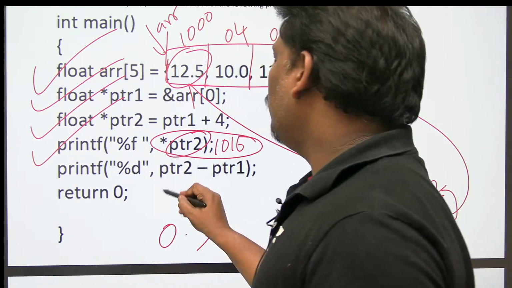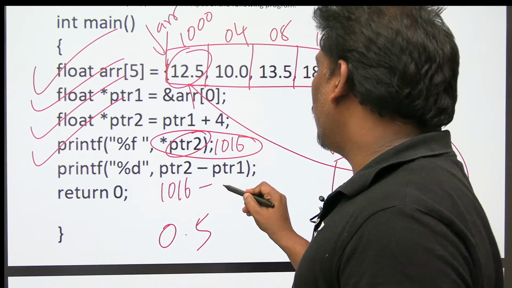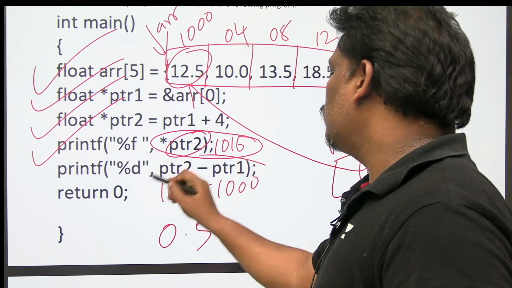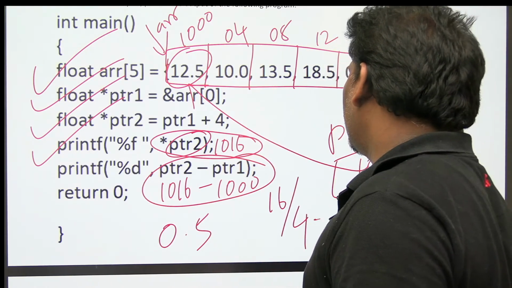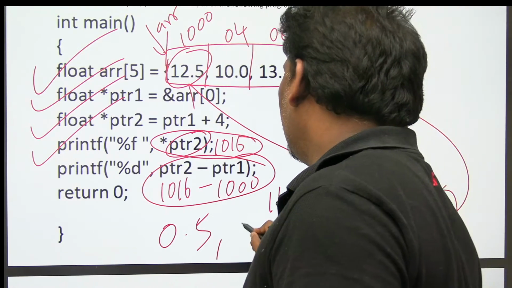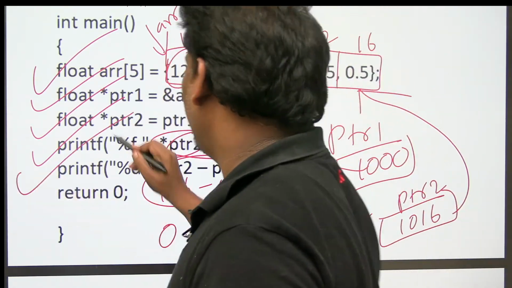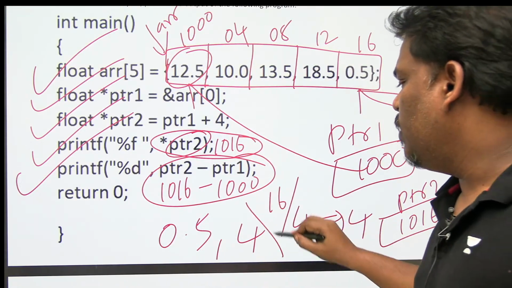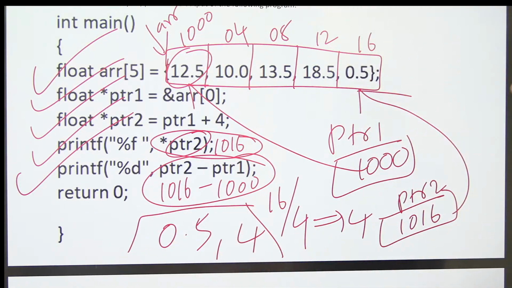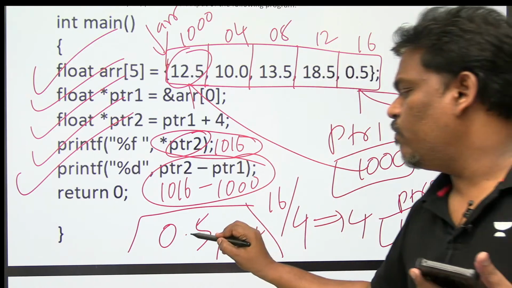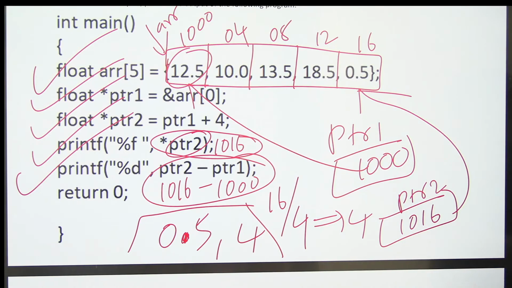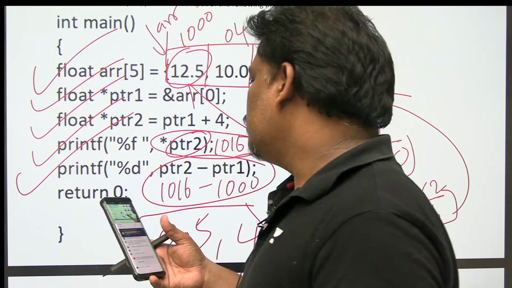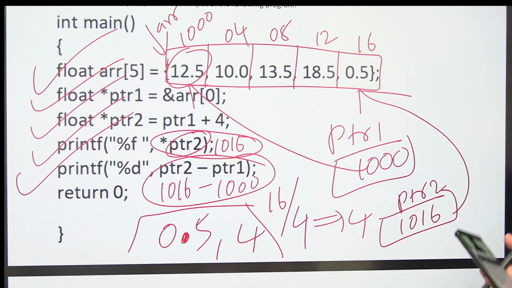Next one: PTR2 is 1016 and PTR1 is 1000, which gives a difference of 16. But in this array every element is 4 bytes, so totally 4. So the output of this program is going to be 0.5 and 4 will be printed. This is the output.